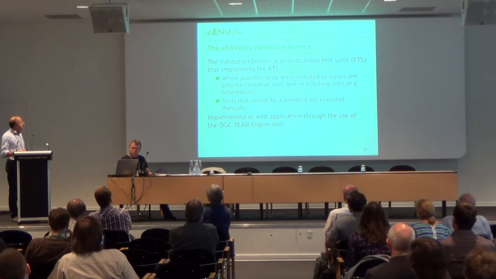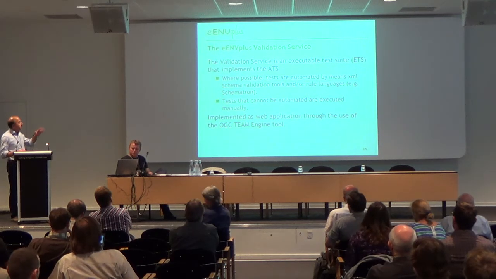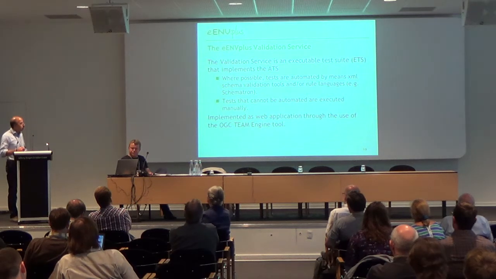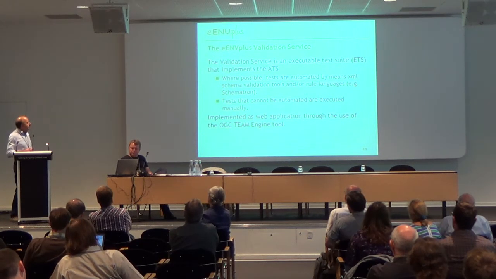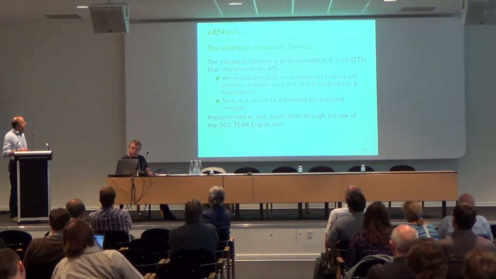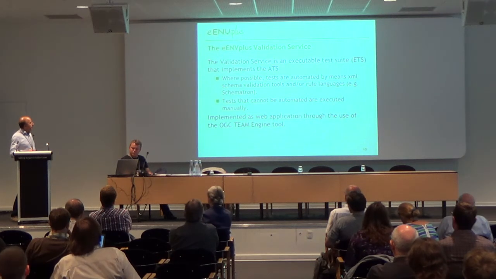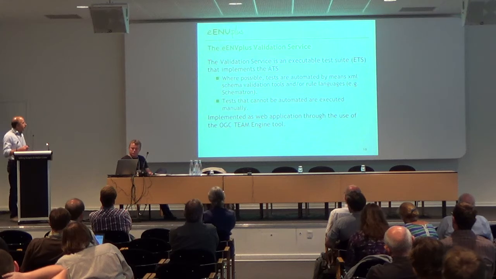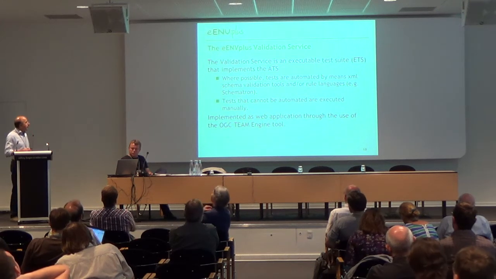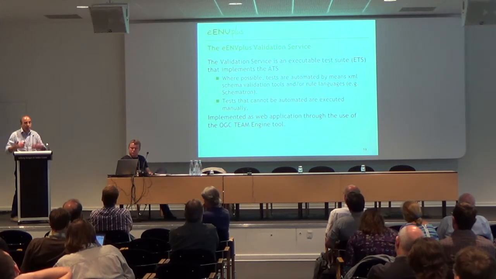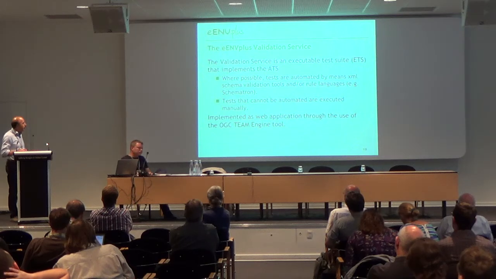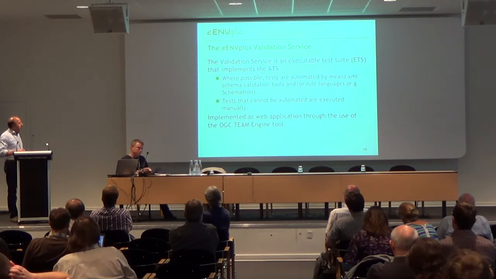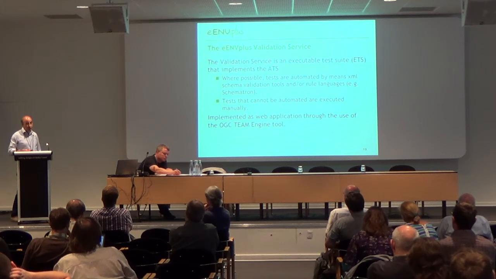So, the validation service that we are working on is an executable test suite that implements the ATS where possible, and we would like to minimize the number of manual tests in order to try to automate all of them. When possible, tests are automated by means of schema validation tools and/or rule languages like Schematron. Tests which cannot be automated are executed manually, at least following some protocol or procedure, before being automated. And this service is implemented as a web application by means of the OGC TEAM Engine tool.